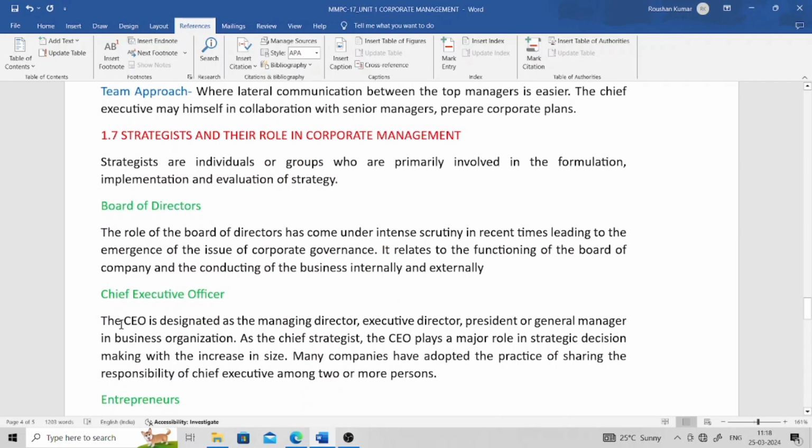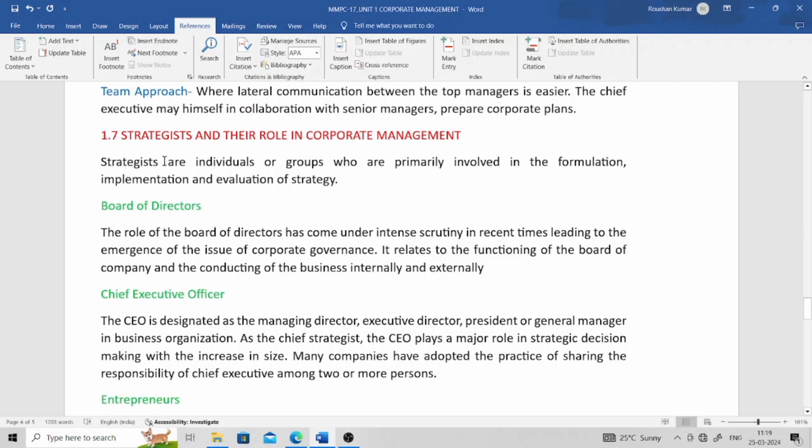Then you have a strategist and their role in corporate management. What are the different roles of a strategist in corporate management? First we should know who strategists are. Strategists are individuals or groups who are primarily involved in the formulation, implementation and evaluation of a strategy.